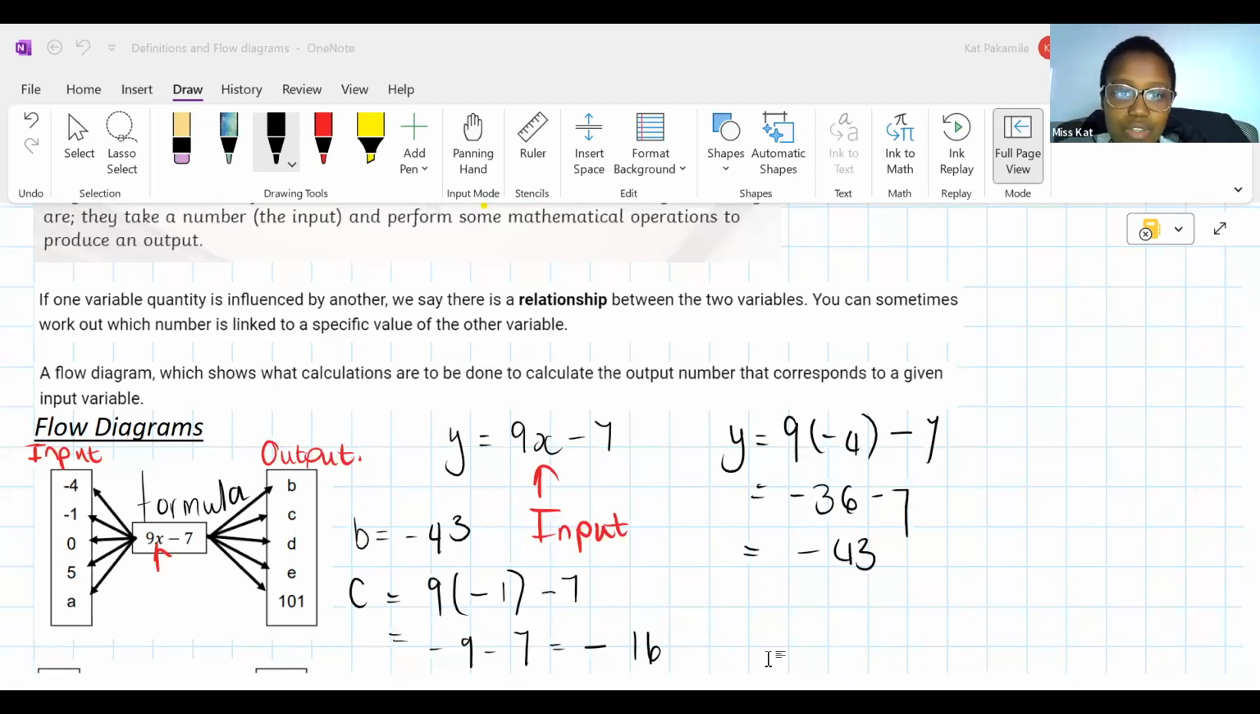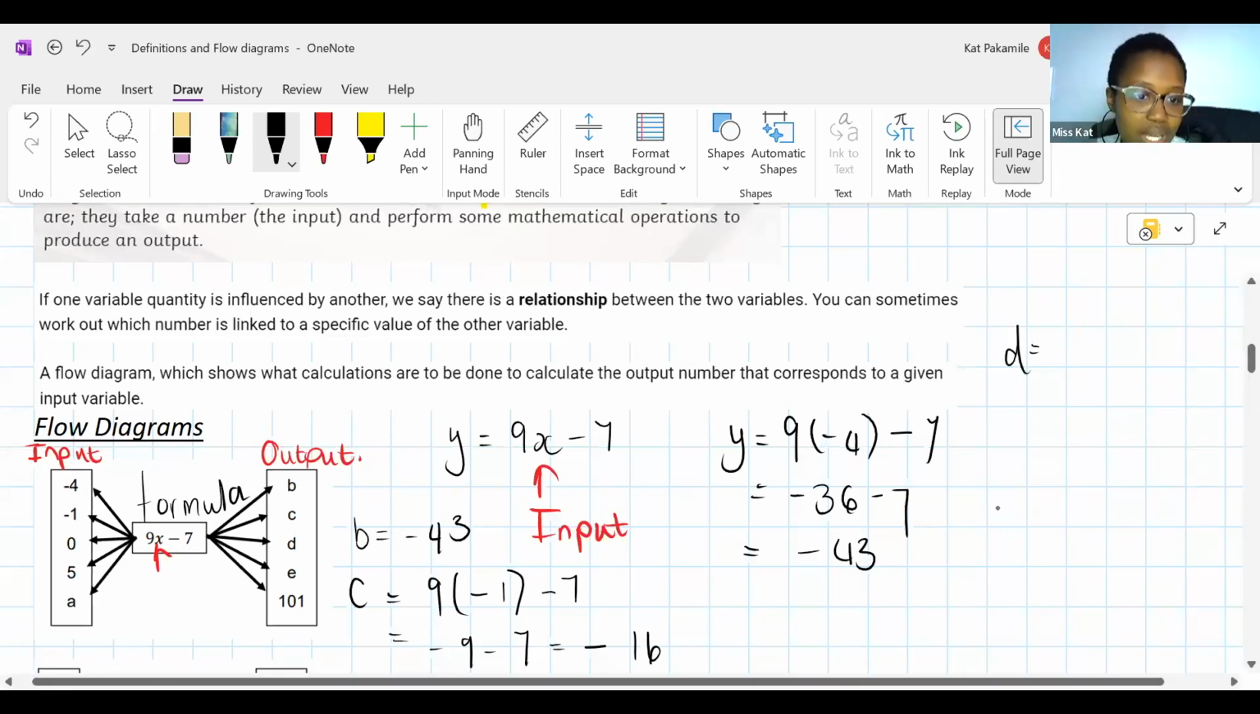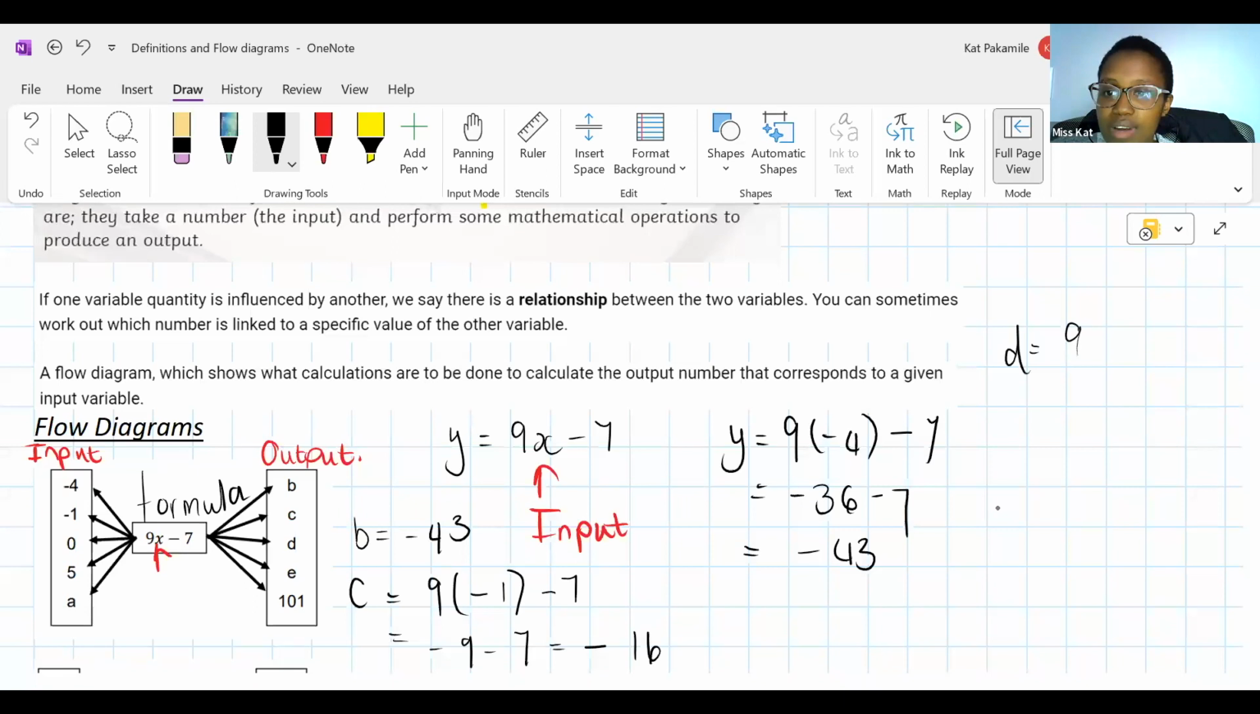Okay, let's work out D. Who has an answer for D for us? There we go. So many people have an answer for D. So D is going to be, what is our input for D? It is 0. So we'll have 9 times 0 minus 7, which is 0 minus 7, which is negative 7.